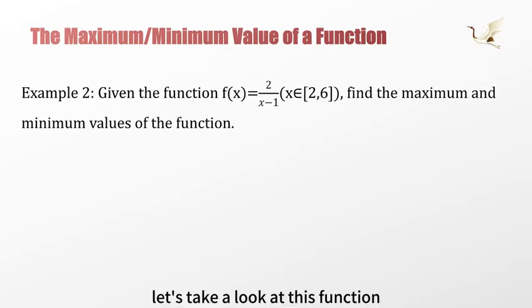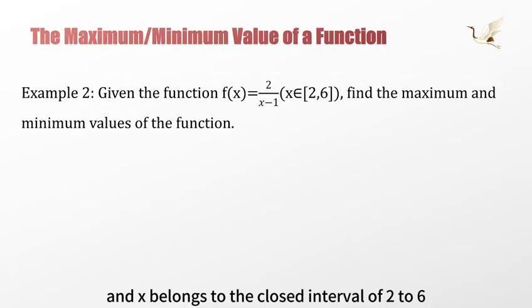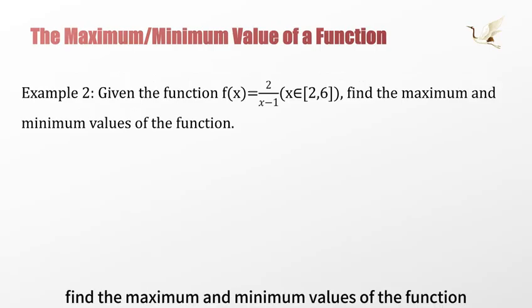Let's take a look at this function. It is known that the function f(x) is equal to 2 over (x minus 1), and x belongs to the closed interval from 2 to 6. Find the maximum and minimum values of the function.